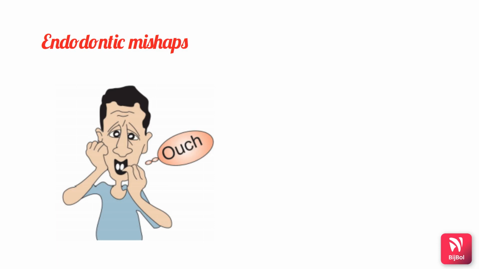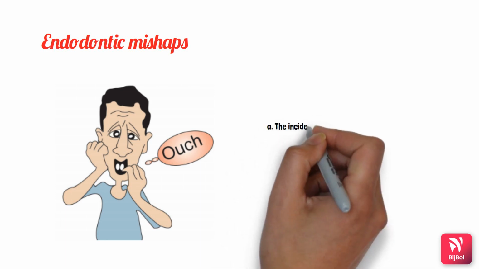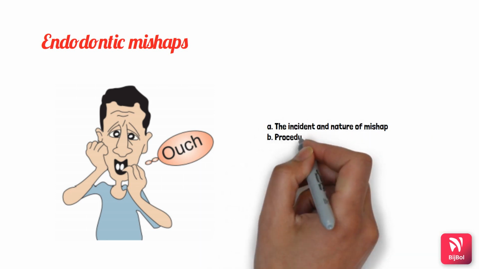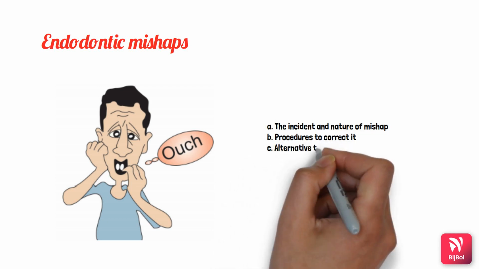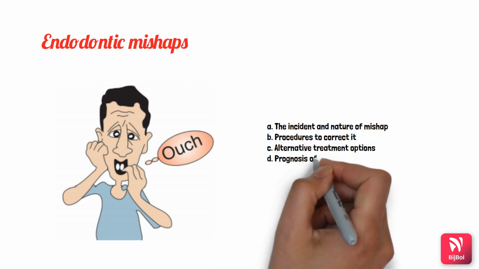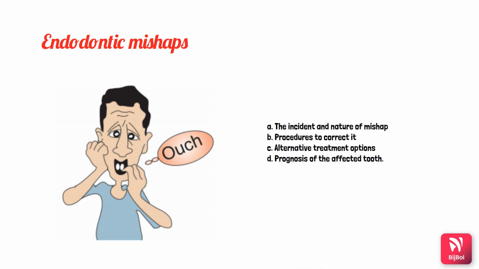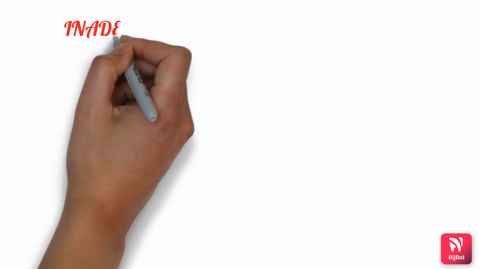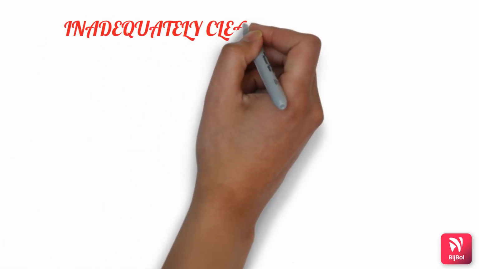Accurate diagnosis, proper case selection, and adherence to the basic principles of endodontic therapy may prevent the occurrence of procedural accidents. If any endodontic mishap occurs, inform the patient about the incident, the nature of the mishap, the procedures to correct it, alternative treatment options, and the prognosis of the affected tooth. In this video, we'll see the sequencing of procedural errors.